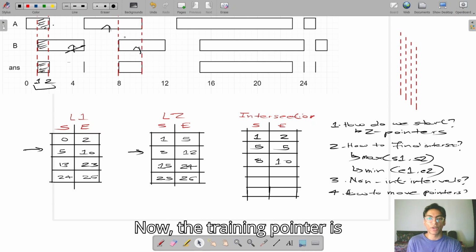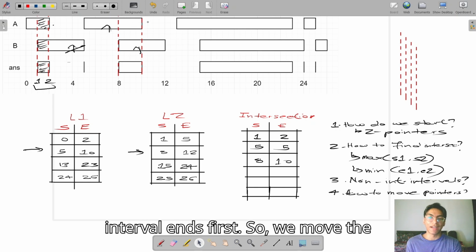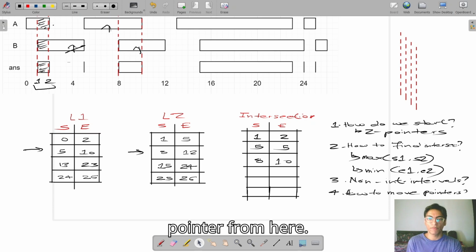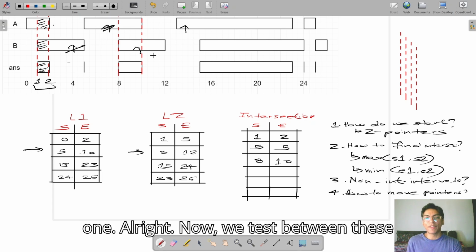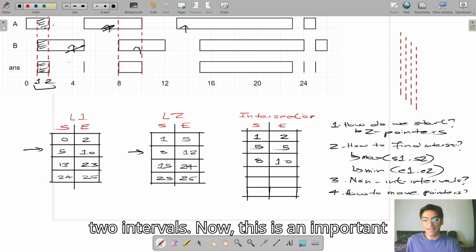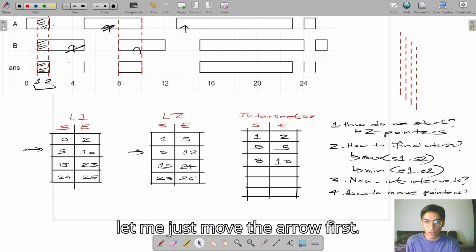Now the trailing pointer is over here. This schedule and this interval ends first. So we move the pointer from here, scratch this out. We are now onto this one. All right. Now we test between these two intervals. Now this is an important case because, if you would notice, let me just move the arrow first.